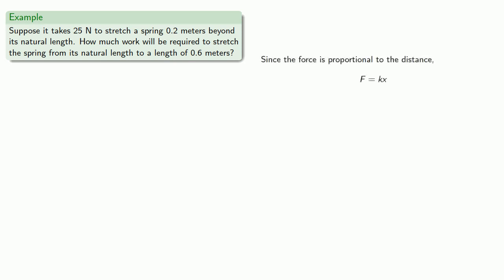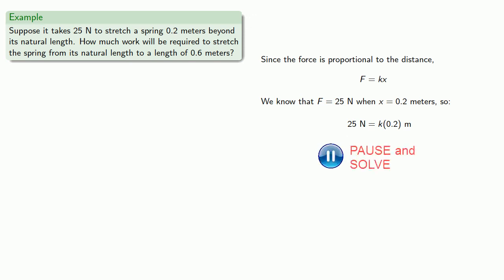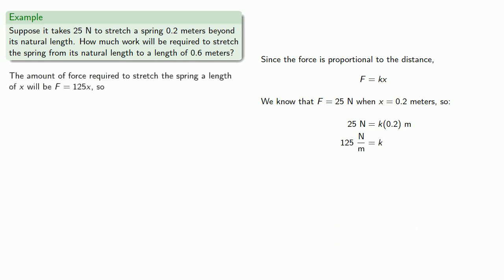Now, since the force is proportional to the distance, there's a constant of proportionality, and so we can write force equals k times x. We know that the force is 25 newtons when x is 0.2 meters, and so we can substitute those in and solve for k, which will have units of newtons per meter. And so this gives us the amount of force required to stretch a spring to a length of x.